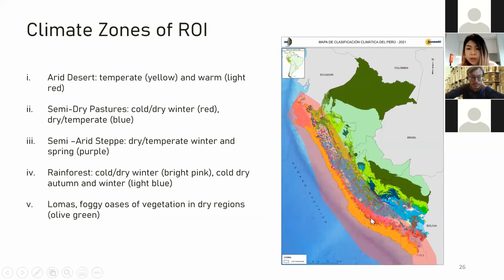And the region also extends into the bright pink and light blue regions, which correspond to the rainforest.